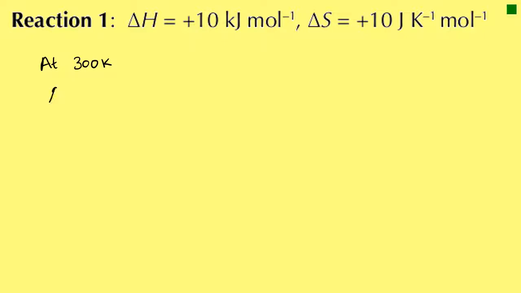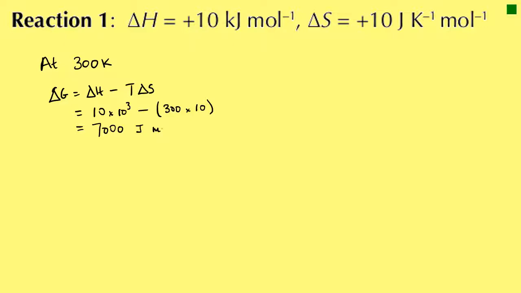Let's see if it's feasible at 300 Kelvin. We're going to write down our delta G equals delta H, take T delta S, and quickly substitute in all our values. Our delta H is 10, but in joules it's 10 times 10 to the 3, and minus temperature in Kelvin, we've said, is 300 Kelvin, times our delta S is 10. And when we work that out, it comes out at 7,000 joules per mole, a positive number. So that's not feasible.